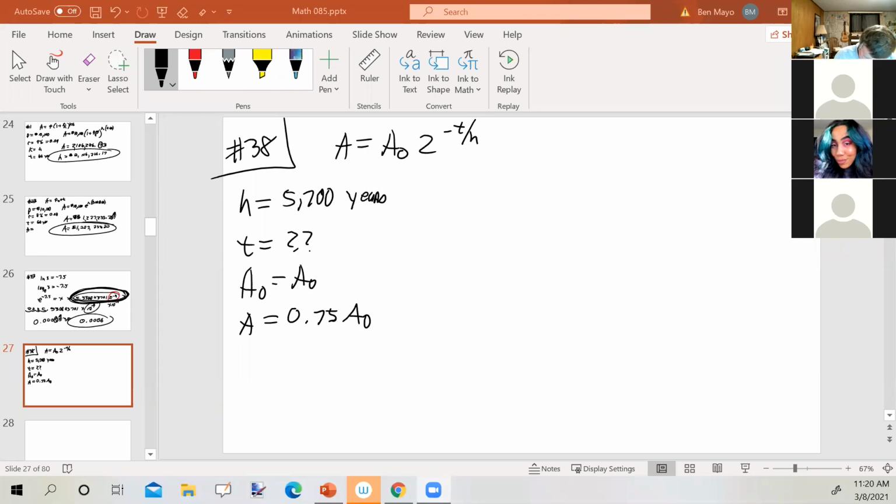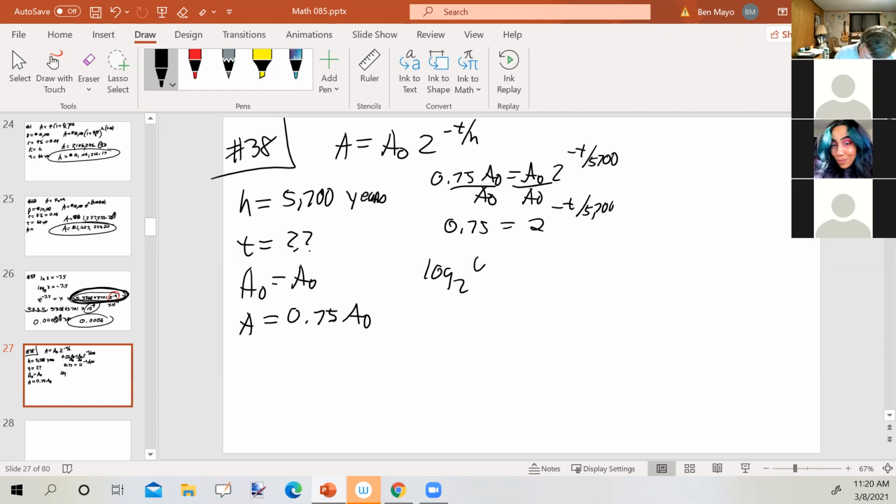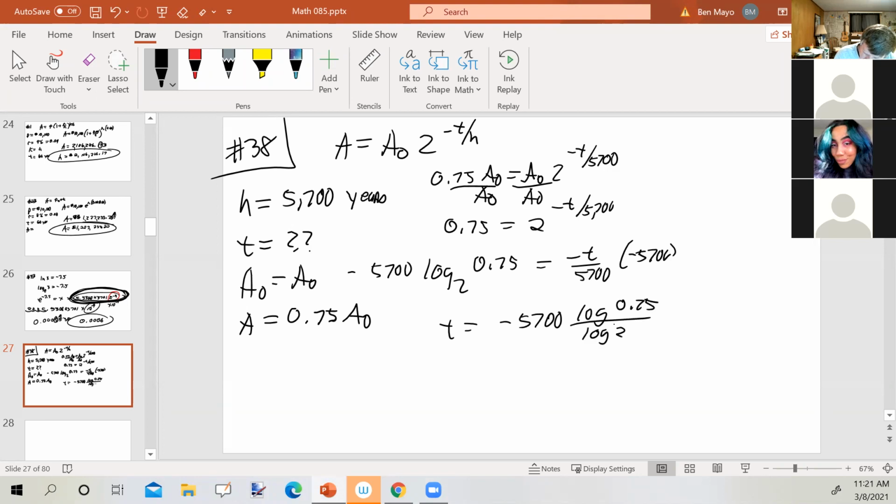All right. So 0.75 A sub 0 equals A sub 0 2 to the negative t over 5,700 years. Divide both sides by A sub 0, 0.75 equals 2 to the negative t over 5,700, which becomes log base 2 of 0.75 equals negative t over 5,700. We're going to multiply both sides by negative 5,700. So we're going to get t equals negative 5,700. I'm going to use change of base, log of 0.75 over log of 2.